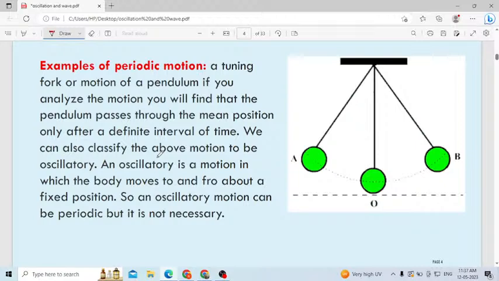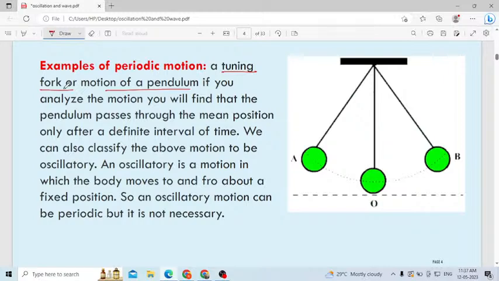Okay. Next, coming to the next example of periodic motion, a tuning fork or the motion of a pendulum. The tuning fork you can study in the second PUC. We did the experiment also.